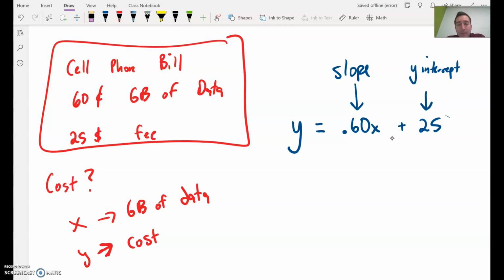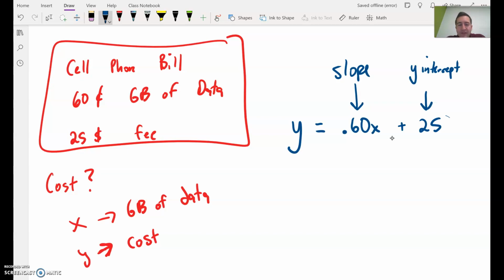Okay, so here are some questions that I might ask you. What does the slope mean in the context of this problem? You would tell me that the slope shows that for every gigabyte of data that we use, our cost increases by 60 cents. Okay? And then the y-intercept, what does that mean? That means that there's always a flat fee of $25. You pay $25 no matter what.